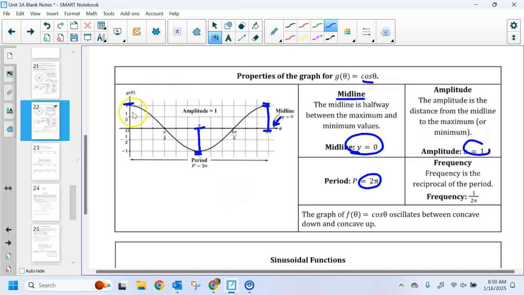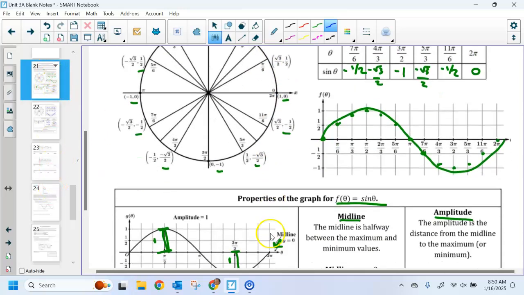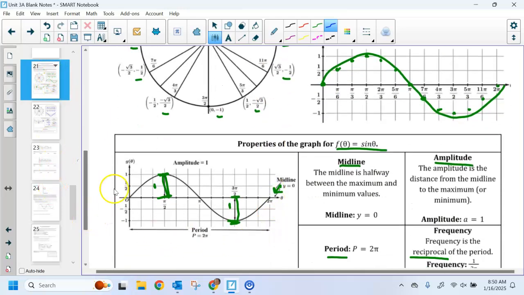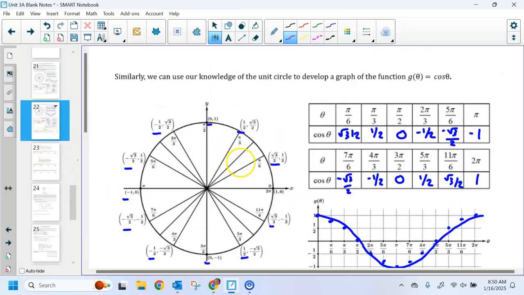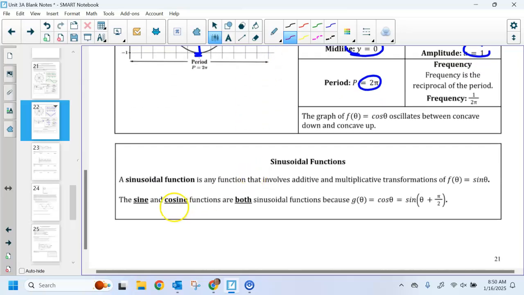So notice that the cosine function starts off at a +1 on the y-axis, whereas the sine function, going back to that graph, starts off at 0. If you took this sine function and you took this point right here and pushed it to the left by pi over 2, you would end up getting the cosine function. So that gives us this relationship between sine and cosine, is that they're both sinusoidal. They both involve additive and multiplicative transformations, or they can. We don't have that yet. We're going to do that in the next lesson.